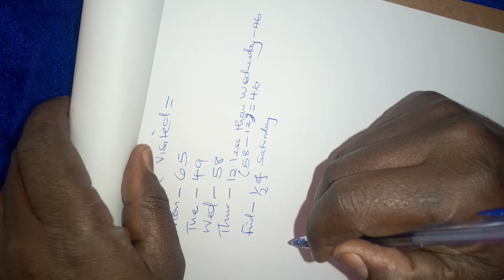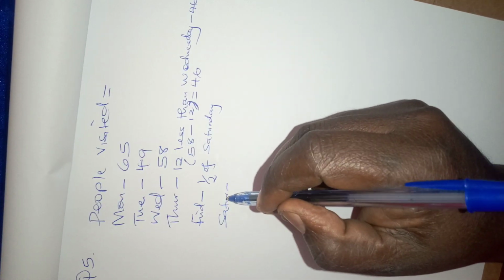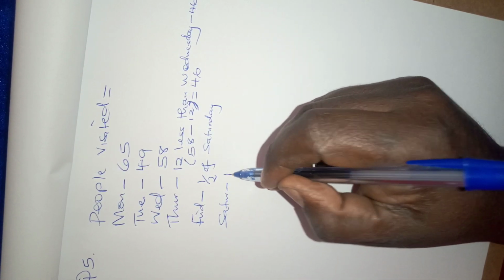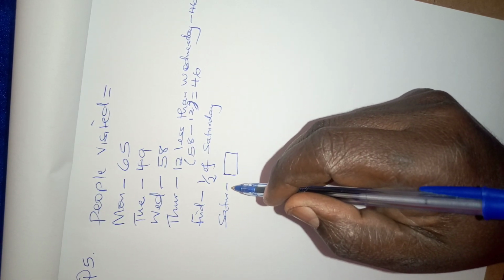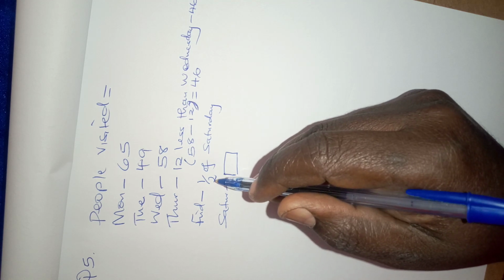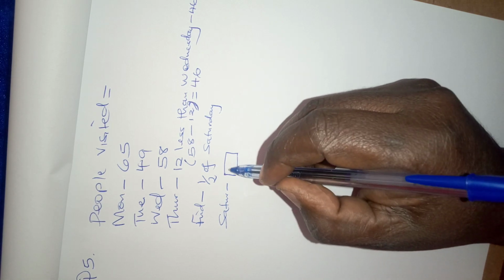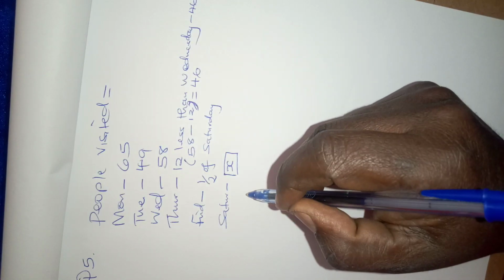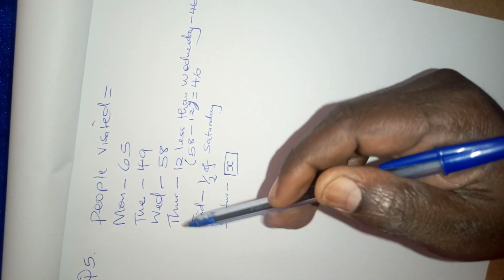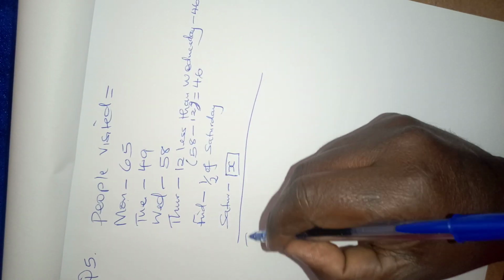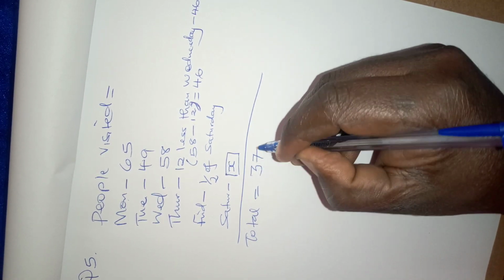Here we do not even know the number of people that was there on Saturday. But if we had the number of people on Saturday, we would find half of that number to be the number of people on Friday. Since we do not have it, we can give it a value like X. So here we have 1, 2, 3, 4, 5, 6 days, and then we are told the total number of people who visited the park for the 6 days was 374.